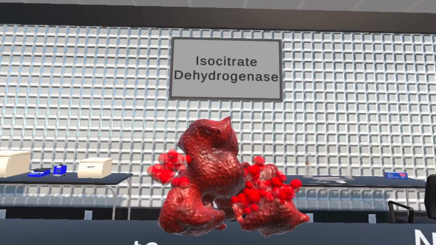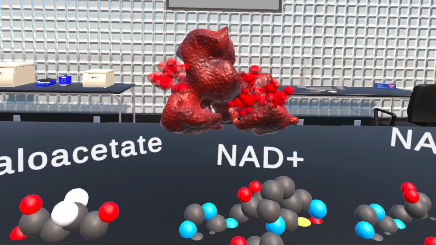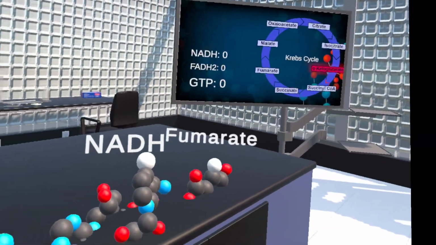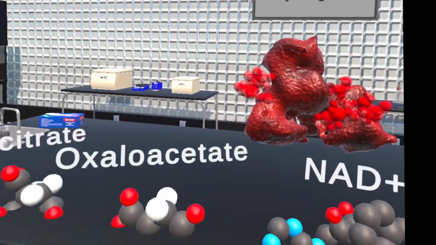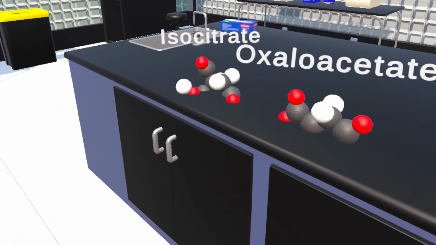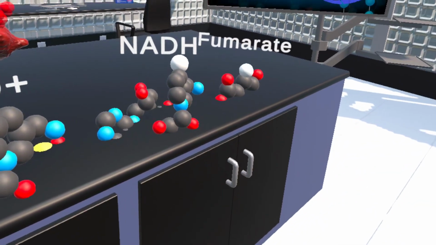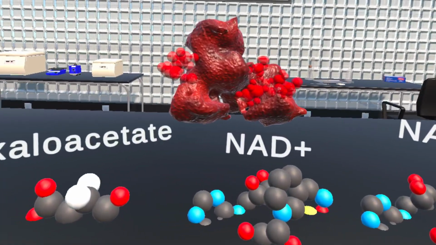Now, anytime you hear the word dehydrogenase in an enzyme, it is taking hydrogens off to transport electrons. This is the first step in the cycle where we are going to generate energy. We do that by getting rid of a carbon and moving a hydrogen onto one of our carrier molecules. Go ahead and put the isocitrate into the enzyme.